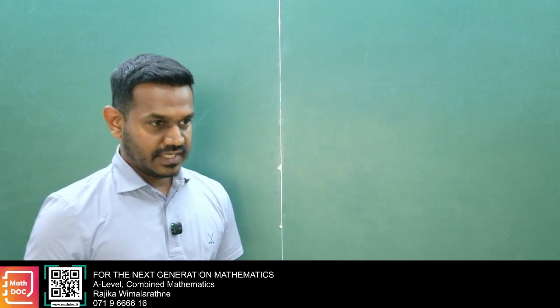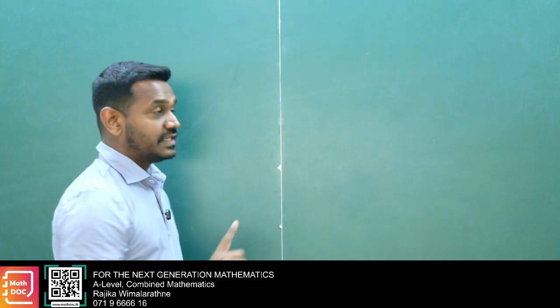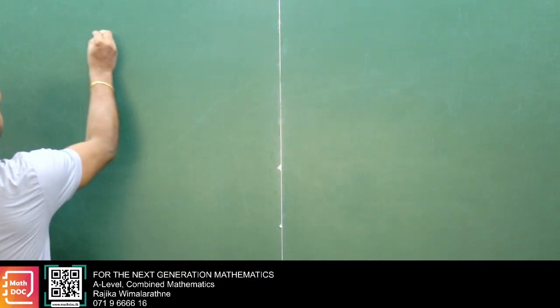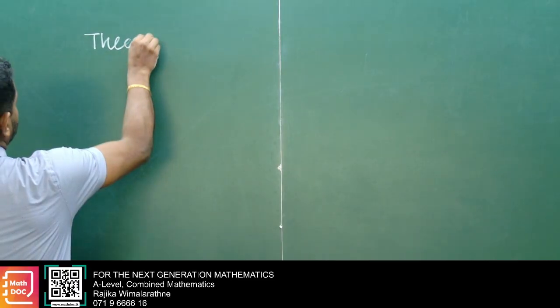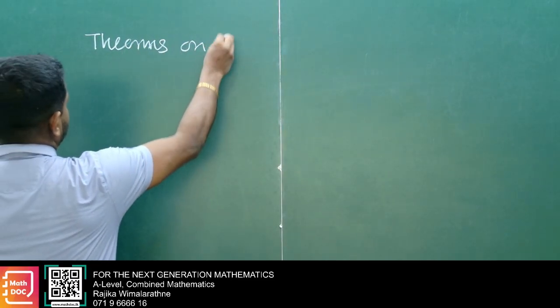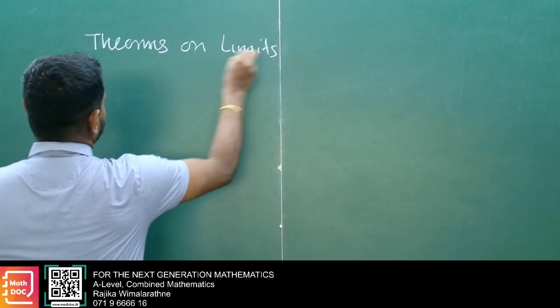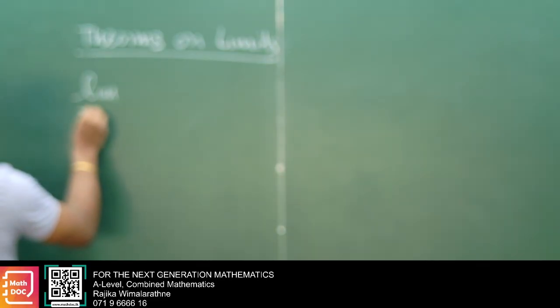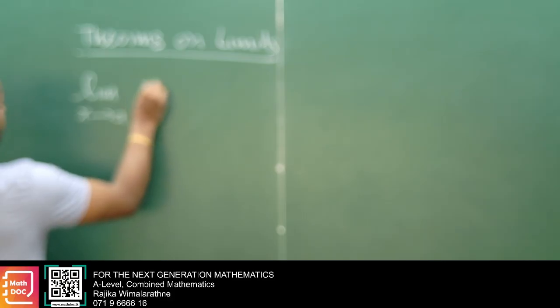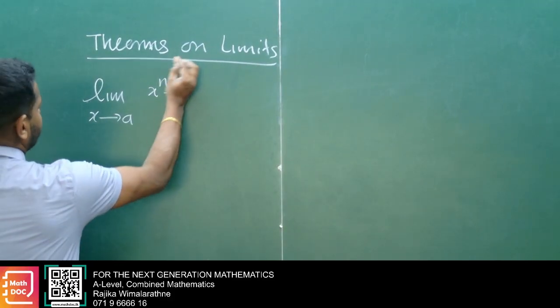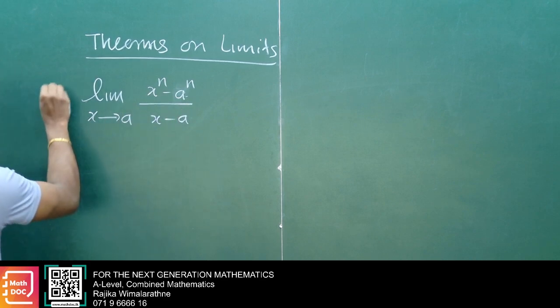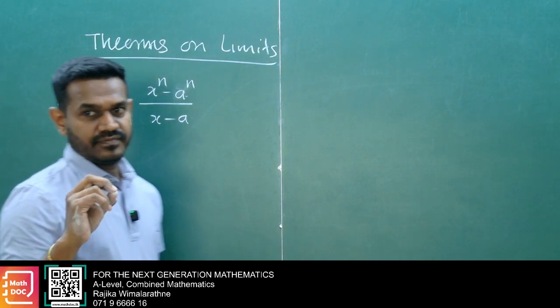Okay. Now we have two different rules for evaluating limits again. So let's discuss that one as well, then all the theory part is done. Now see theorems. Theorems on limits. So here we have two theorems. One is limit x goes to a, x to the power n minus a to the power n over x minus a type. Here, theorem number 1.